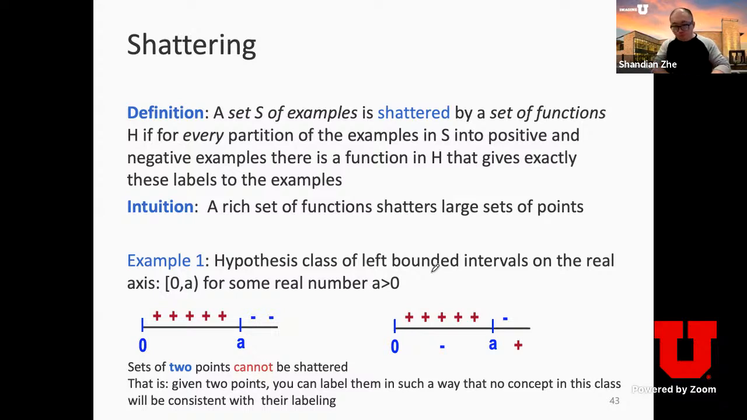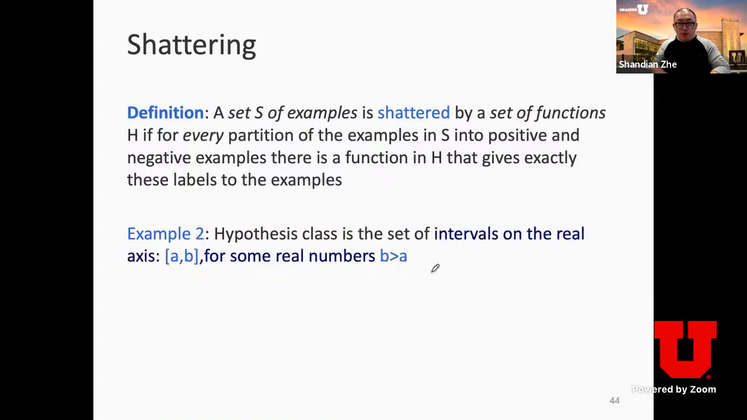So now we can see that although our left bounded intervals are a very large space, in that the size is infinite, you have infinite left bounded intervals, but its expressiveness is really, really small. It can only shatter 1 point. Let us proceed with a more flexible, intuitively more flexible hypothesis space. So our second example is the free intervals.